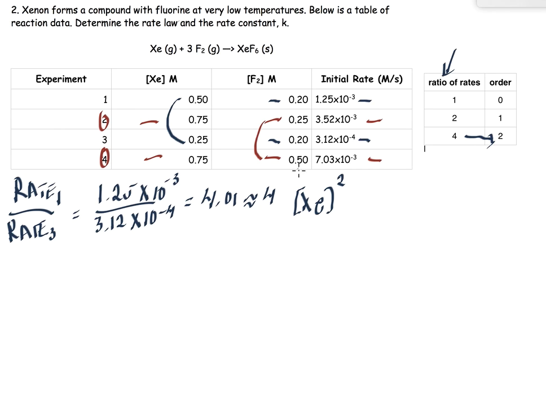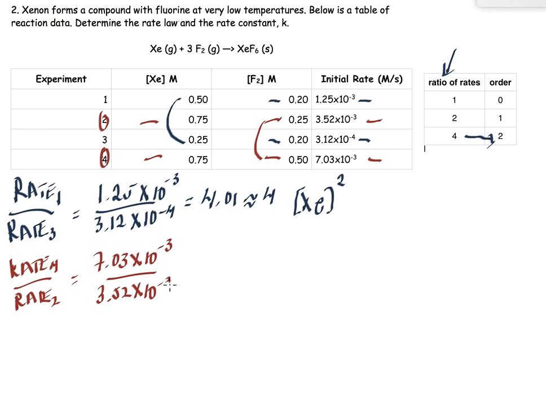So again, we take the higher concentration rate and divide it by the lower concentration rate. And so that's going to be the reaction rate 4 divided by reaction rate 2. So let's write that out. So the rate of 4 divided by the rate of 2 is equal to 7.03 times 10 to the minus 3 divided by 3.52 times 10 to the minus 3. And what we get here is 2.00, which is about 2.